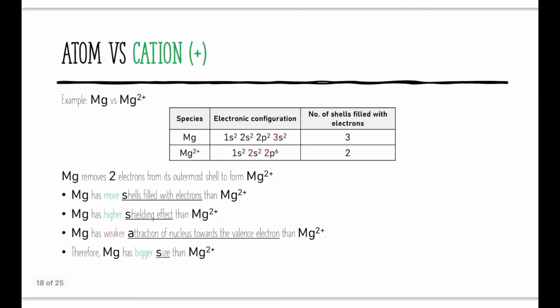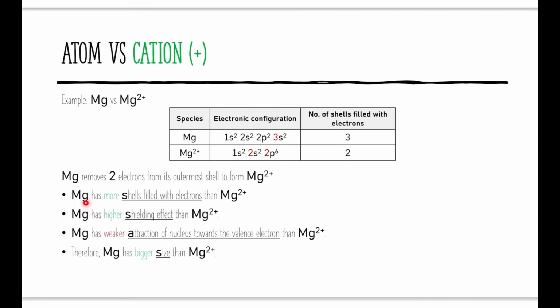To explain this, magnesium versus Mg2+, here are the electronic configurations for both the magnesium atom and the magnesium ion. As you can see, the magnesium atom has 3 shells filled with electrons, while Mg2+, which is its cation, has 2 shells filled with electrons. So, magnesium has more shells filled with electrons than Mg2+. What happens is magnesium will have a higher shielding effect compared to Mg2+.